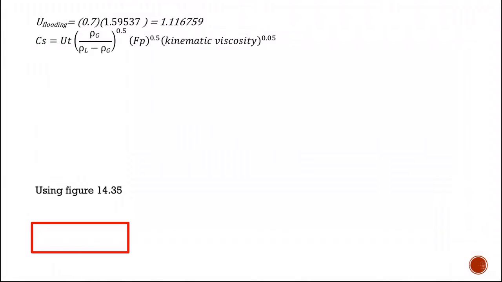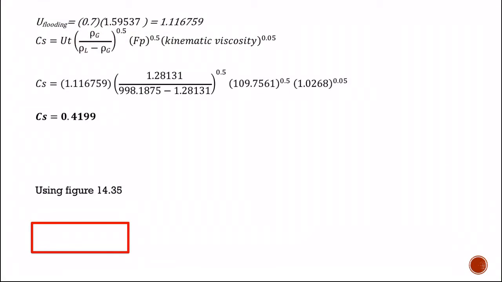Using also the figure 14.35 that we used earlier, we can calculate the U flooding as 0.7 times 1.59537, which is equal to 1.116759. Using this formula again that we used earlier, we can get the capacity parameter as 0.4199.